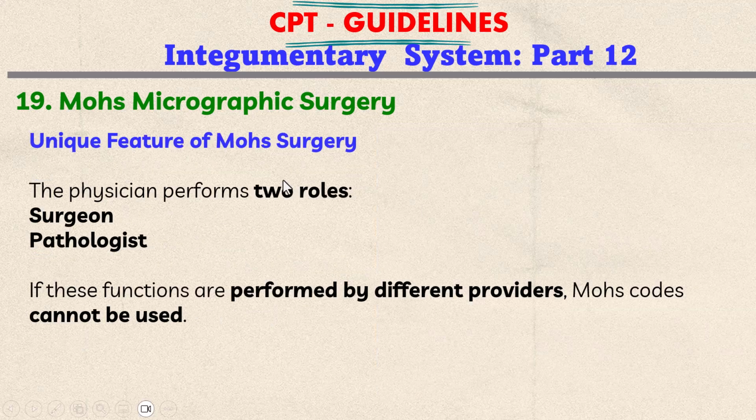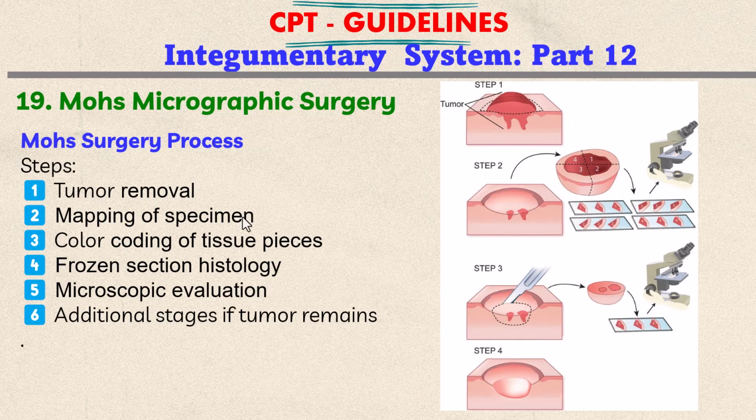So the unique features of Mohs surgery: the physician performs two roles. One is a surgeon, the other is pathologist. If these functions are performed by different providers, Mohs codes cannot be used. So the Mohs surgery process steps are tumor removal, mapping of specimen, color coding of tissue pieces, as you see here, frozen section histology, microscopic evaluation, and additional stages if tumor remains. So this process is repeating.